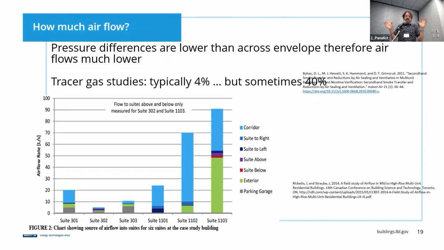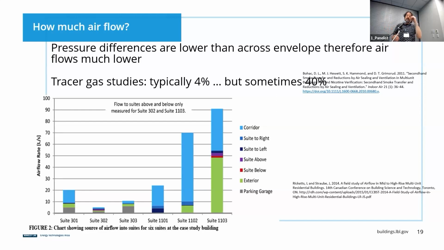So I've just talked about leakage. That's how big are the holes. The real question is, how much flow do we get? And I think this is a key issue that has come up again and again in conversations I've been having, trying to write standards and so on, is sometimes there is a disconnect there, right?